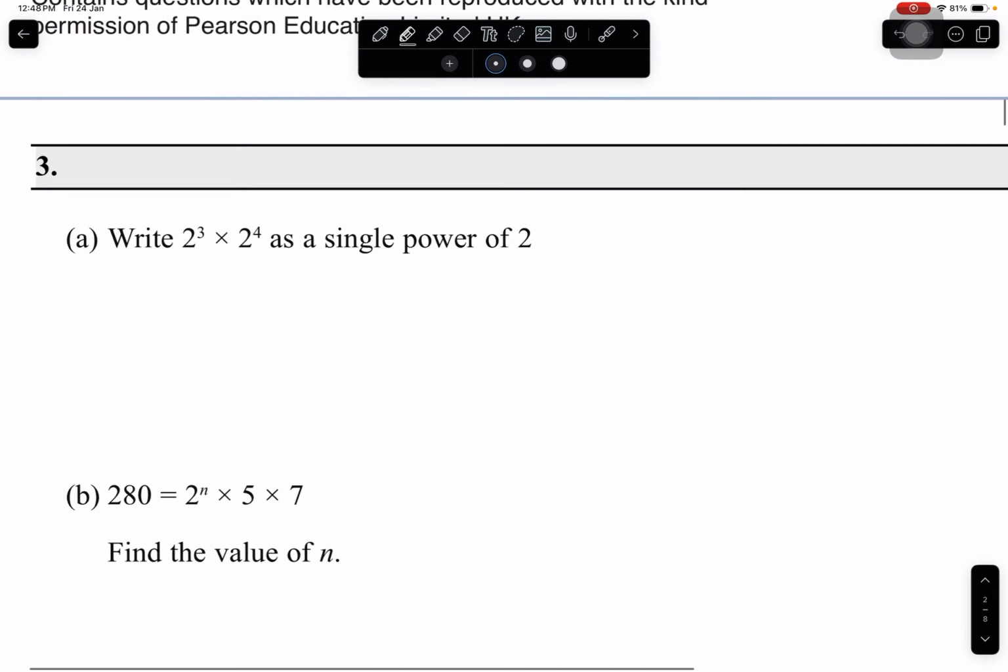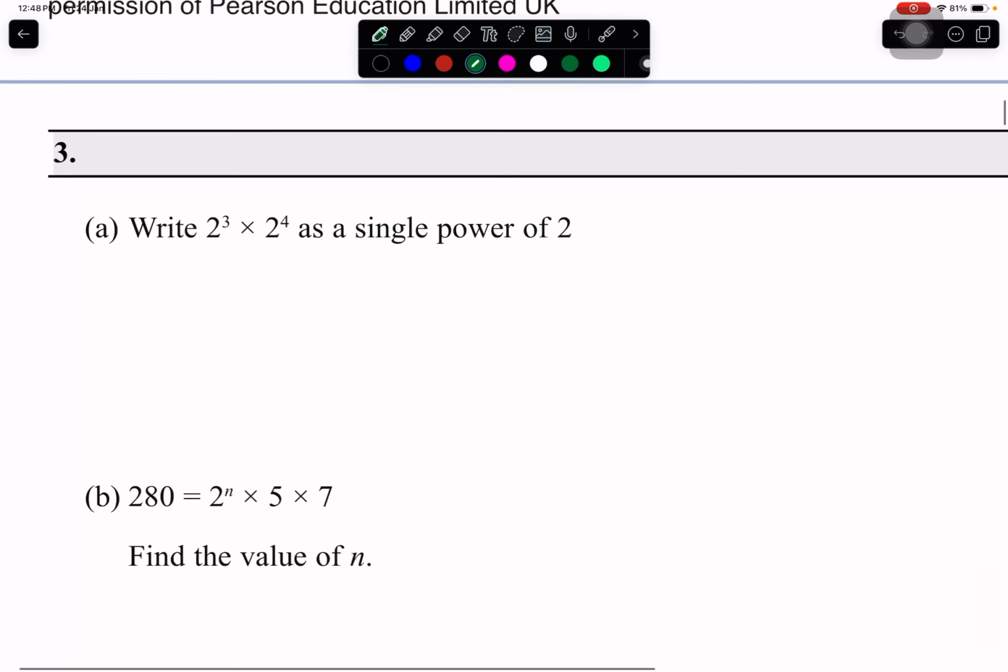Move on. Again, this one is pretty straightforward. a to the power of b times a to the power of c is a to the power of b plus c. So we have 2 to the power of 3 plus 4 on the top, which is 2 to the power of 7.